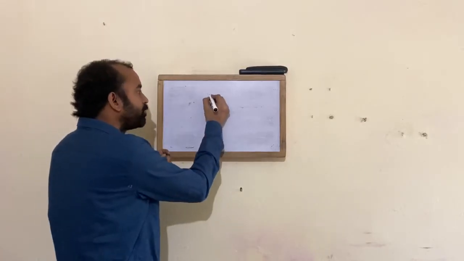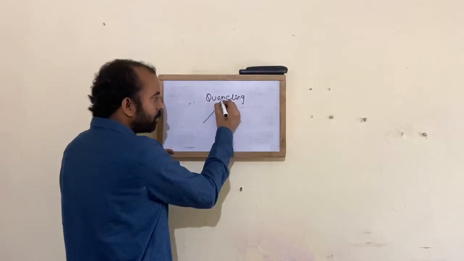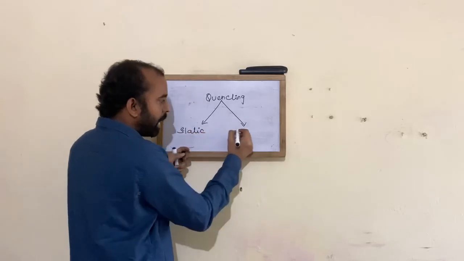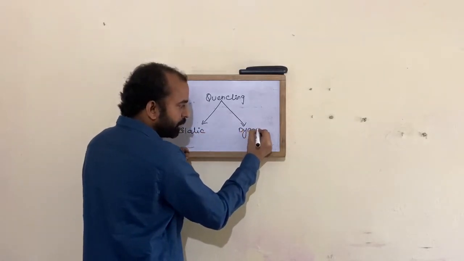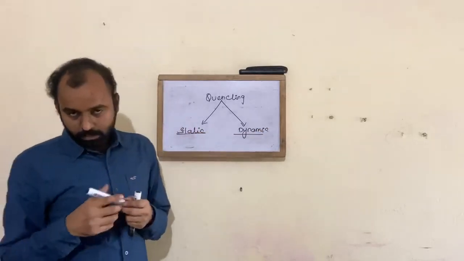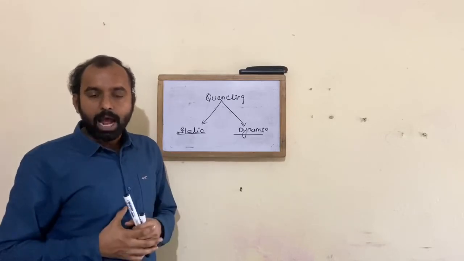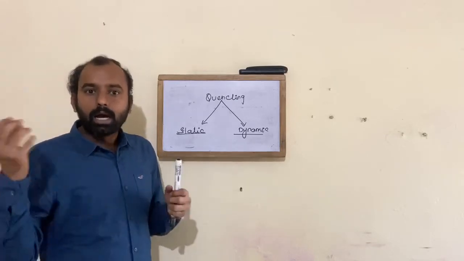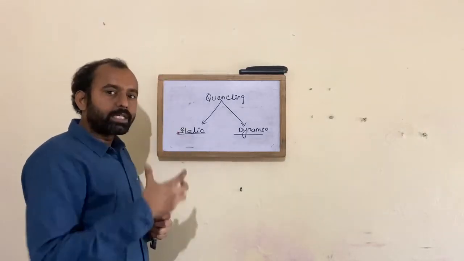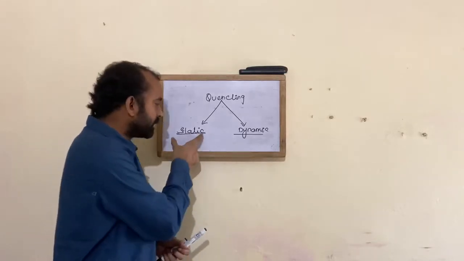Now quenching, how many types of quenching are there? Here the quenching is of two types. One is static quenching, the other is dynamic quenching. In static quenching, the molecule in the ground state interacts with another molecule and forms a complex, that is, any added molecule, and the formed complex cannot go to the excited state and cannot give any fluorescence. Such quenching is called static quenching.